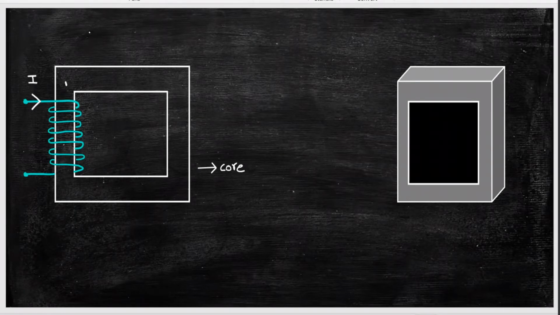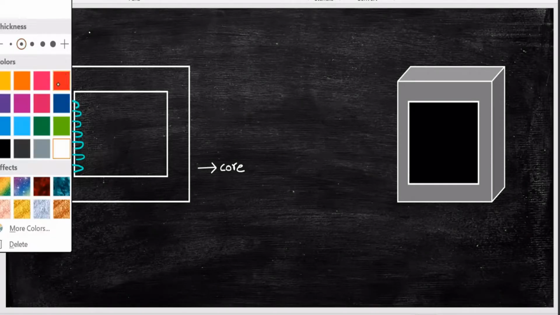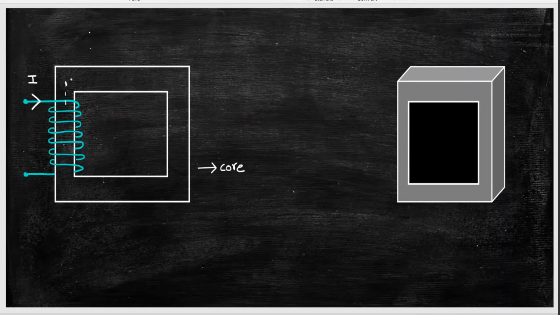That flux, which is created inside the coil, will not go into the air. It will complete its path through the core. So this is the path of the flux. That means the flux is now completing its path through like this.